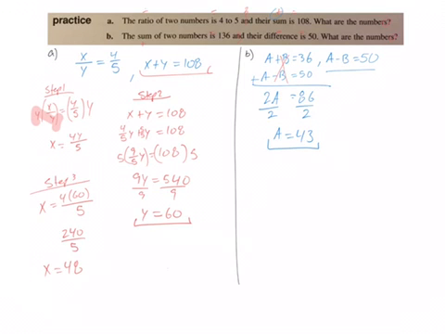Then I just need to plug that in anywhere I want. I'm going to plug it in the first equation here. I'm going to say 43 plus B is equal to 36. So subtract 43. B is equal to negative 7. So those are my two numbers, negative 7 and 43. Again, if you added them, you get 36. If you subtracted them, 50.